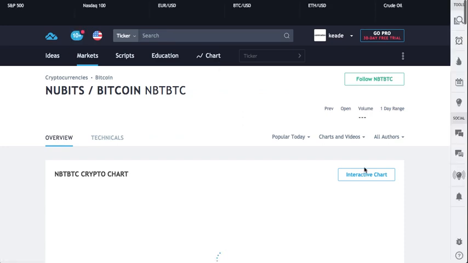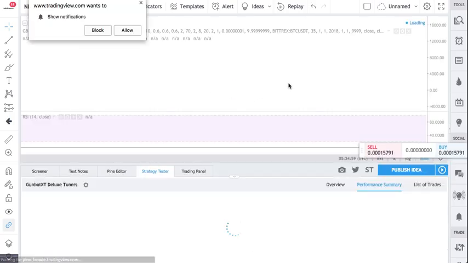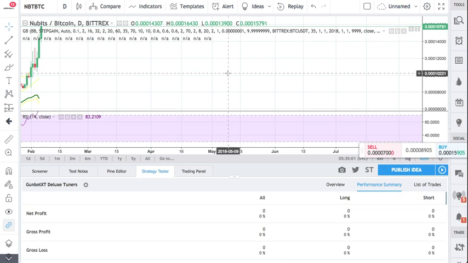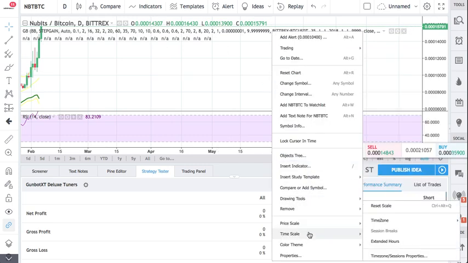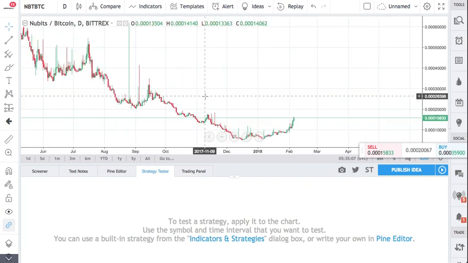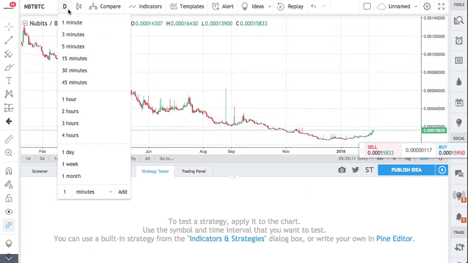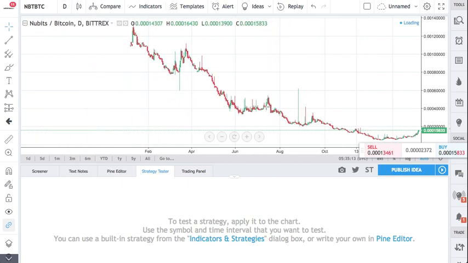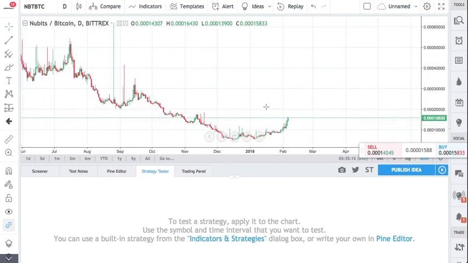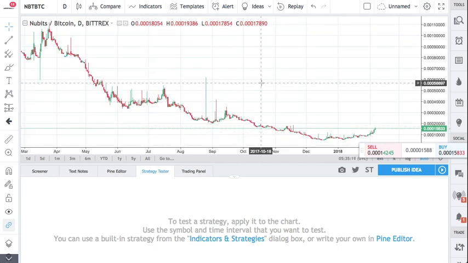So now that I've got this here, I'm going to load the interactive chart. The first thing I want to do is remove all indicators and drawing tools. So I'm going to scroll back here, take a look. We've got it selected as 1 day. So surprisingly, it looks like it's going to go up today. Whatever. Let's begin with adding our indicators.